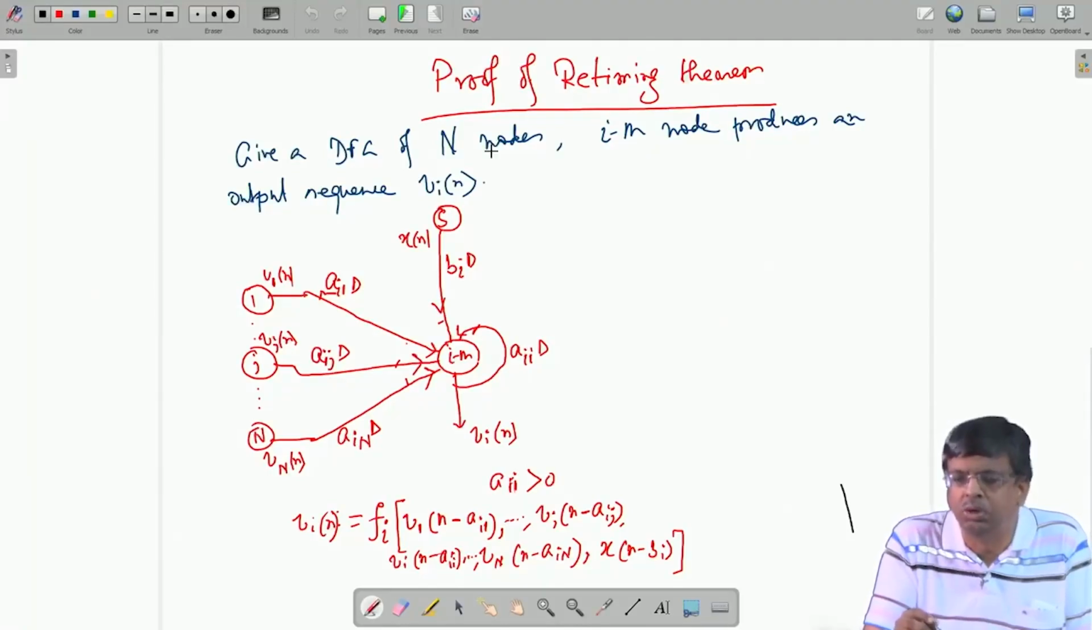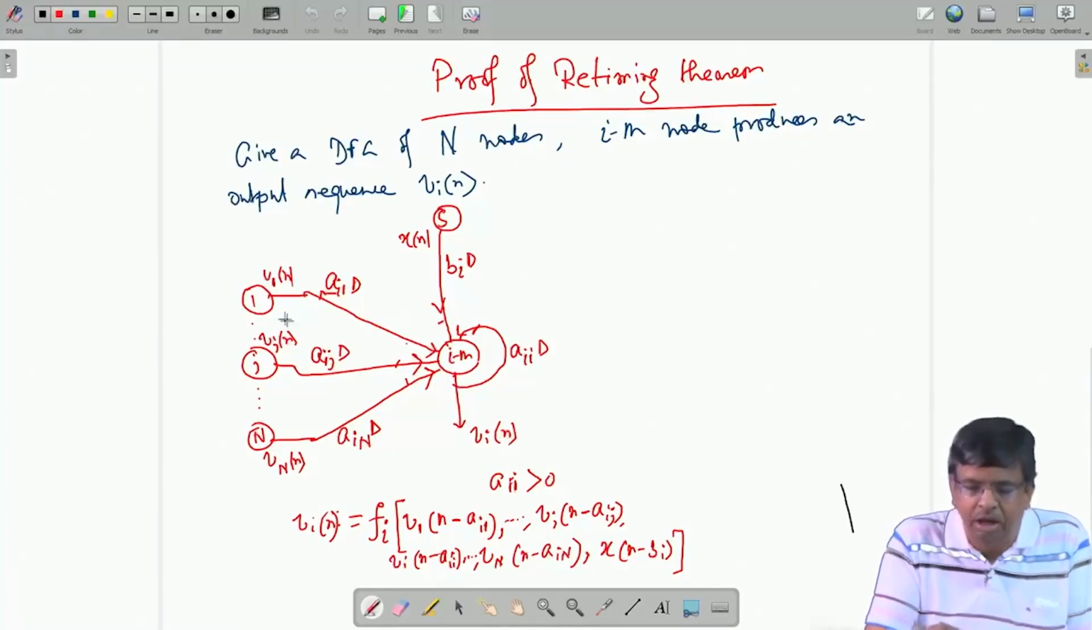So, node 1, node 2, up to node capital N, but the ith node is Vi, and that produces an output sequence Vi[n]. If you focus on that particular node, and i could be 1, 2, 3, anyone. So, a general ith node, the structure could be like this. This is the ith node, it is producing an output Vi[n], and other nodes are shown separately here.